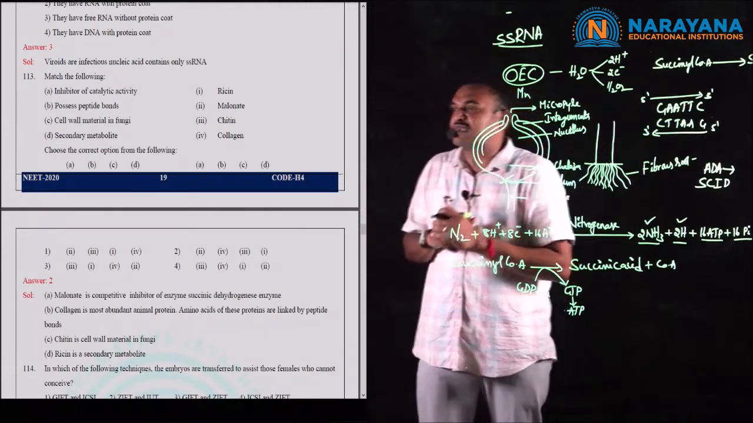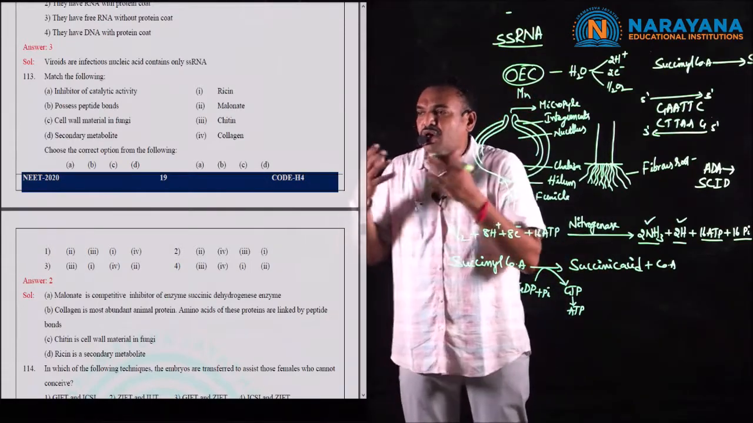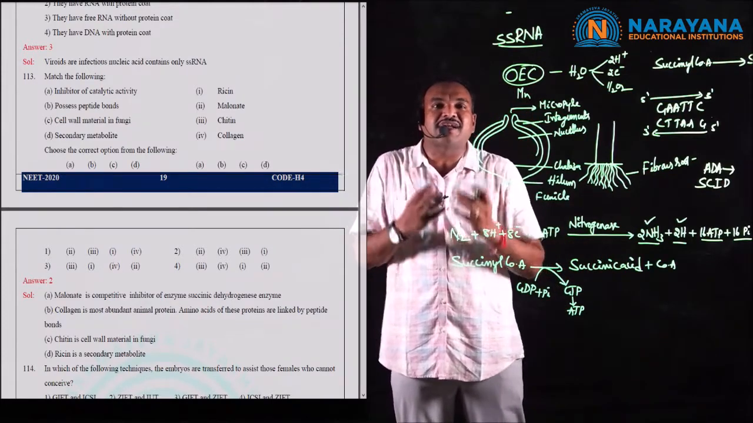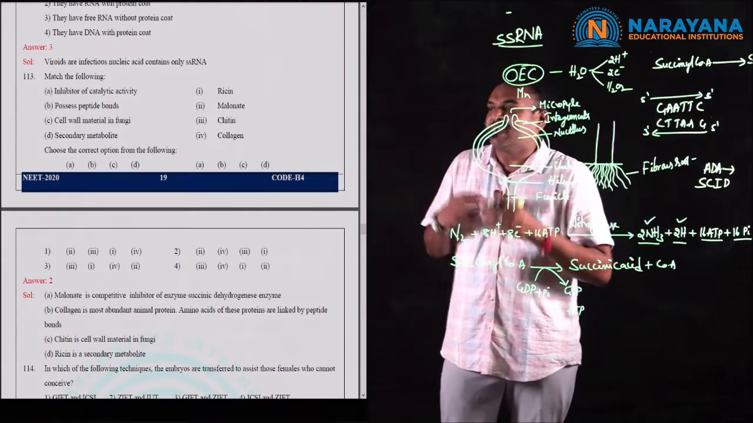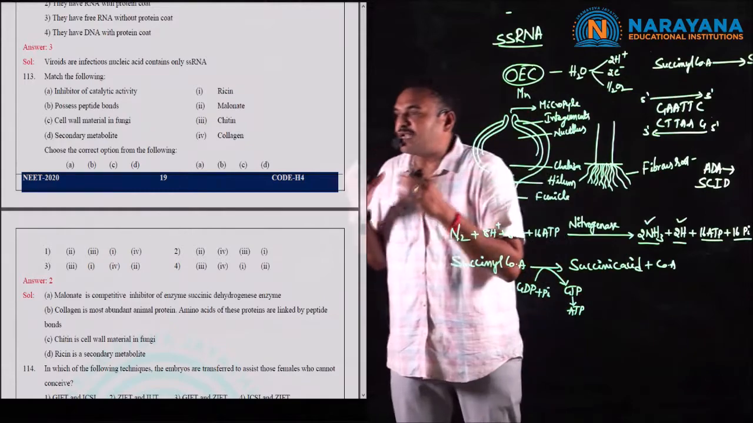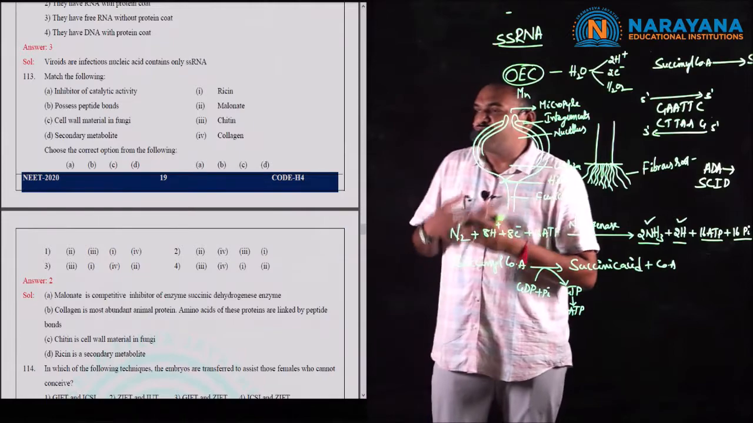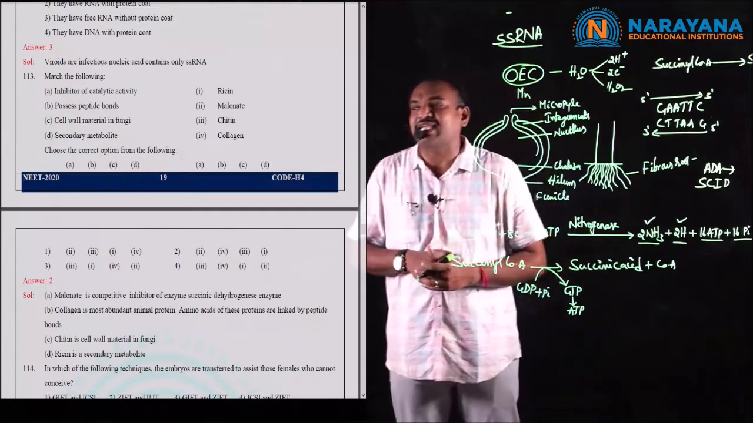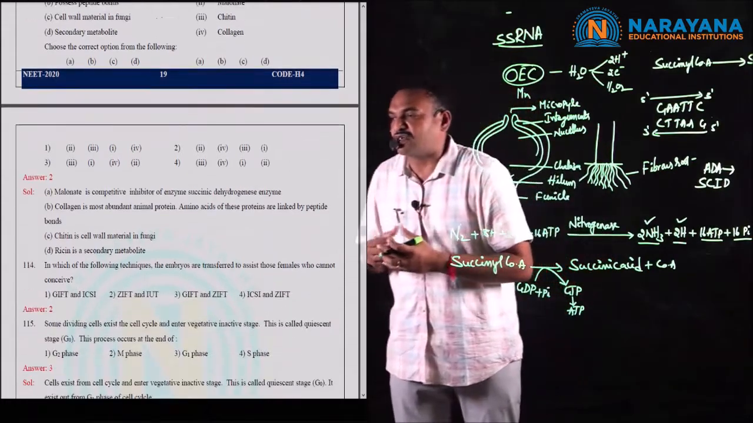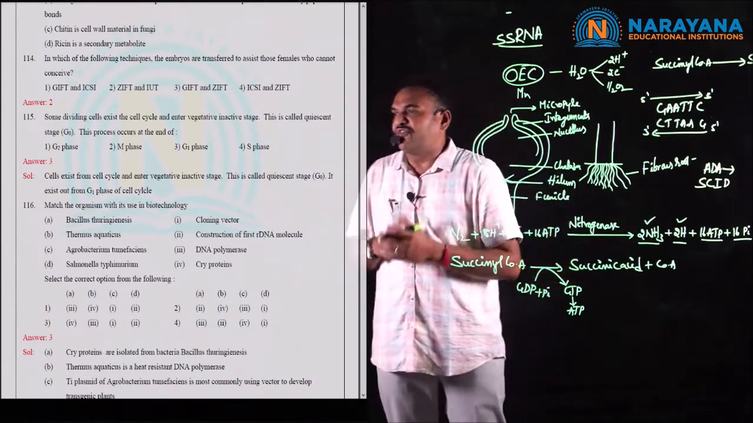And next we discuss possessing peptide bonds. Peptide bonds are present in proteins. In the given column, collagen. Collagen is the most abundant animal protein. It is an intercellular ground substance present in animals. It is a polymer of amino acids, and those amino acids are linked by peptide bonds. And cell wall material in fungi: in fungi, the cell wall is composed of chitin. And D, secondary metabolite: ricin is a secondary metabolite. The right option for question number 113 is the second option. And next, students, question number 115.